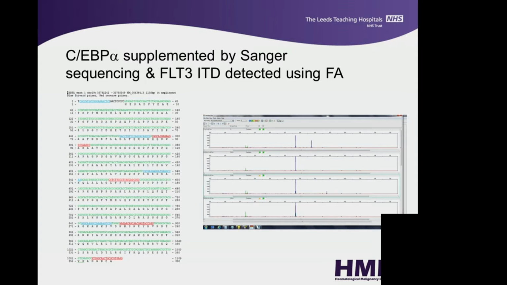So supplementing our panel, as I've mentioned before, CEBP alpha, very important prognostic gene, is not covered particularly well by any amplicon-based system. So we use a Sanger-based system. Again, we know that's not ideal. It works in our hands, it works every time. It's a 4 amplicon-based system to cover the single exon CEBP alpha gene. And we also use conventional fragment analysis to look for FLT3 ITD. So again, those 2 assays I run alongside our high throughput sequencing assay.